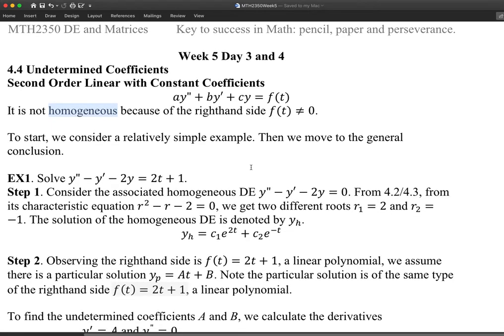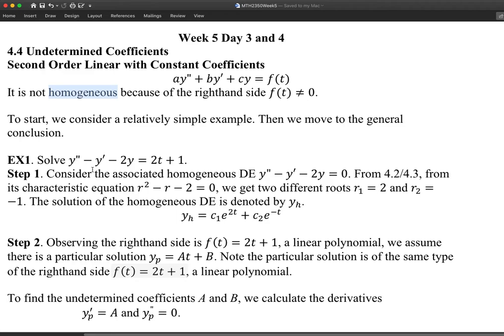To get started, I'm going to work with one relatively simple example first, so you can have some idea. We want to solve a second order linear differential equation with constant coefficients that is not homogeneous, because the right hand side clearly is not homogeneous. To handle this type of differential equation, you will have to consider at least 3 steps.